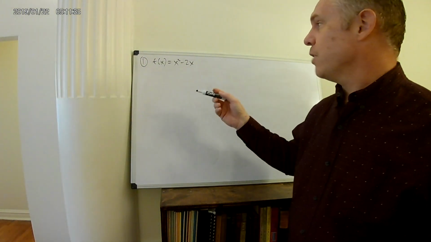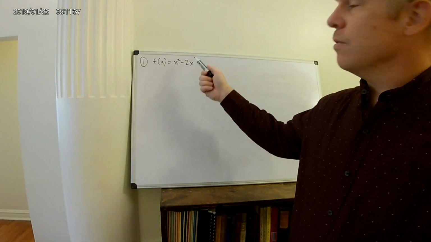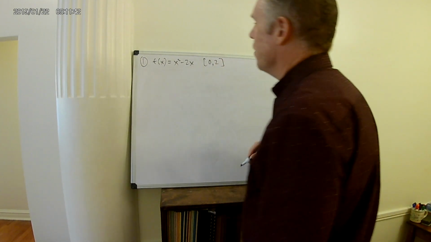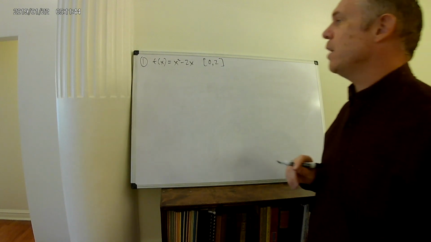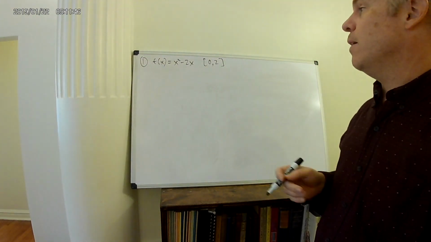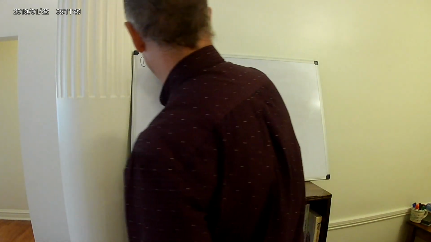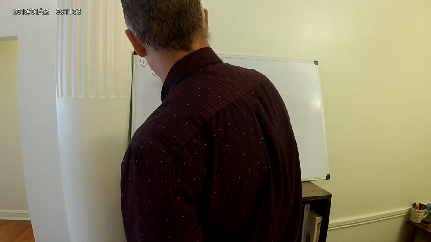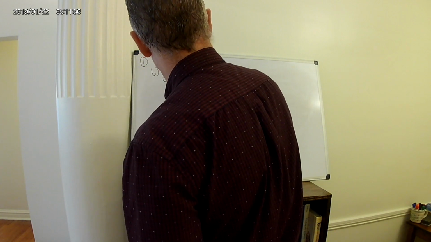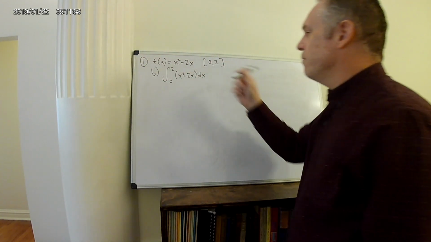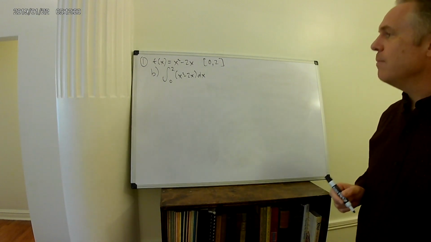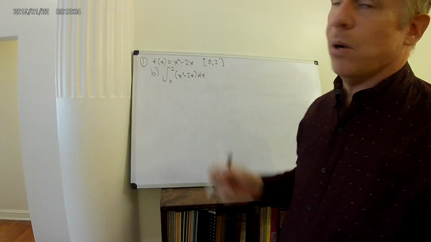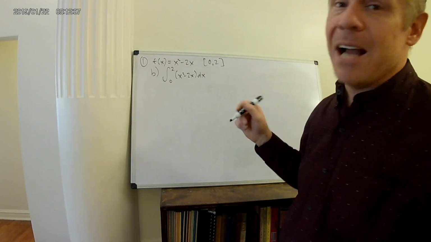In part A, we calculated the approximate area under this curve for the interval 0 to 2. We calculated that area approximation by using 4 rectangles and adding up the areas of the rectangles. In part B, we're going to evaluate the definite integral from 0 to 2 of x squared minus 2x. We're going to evaluate this integral by taking the limit as n goes to infinity of our Riemann sum. So we're not going to get an approximate area under the curve here, we're going to get an exact area.